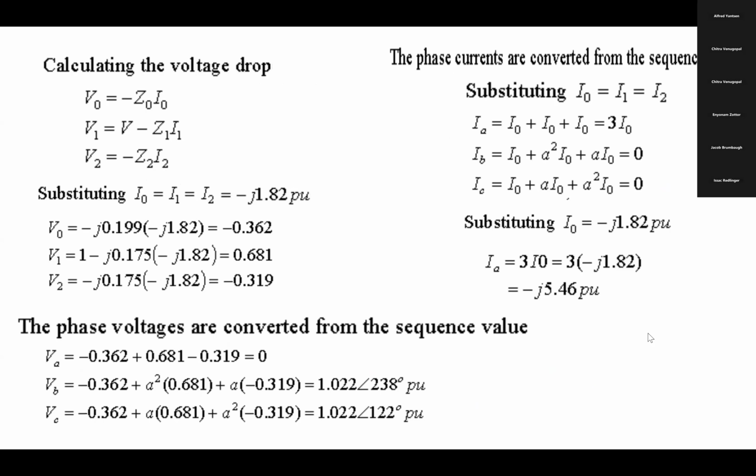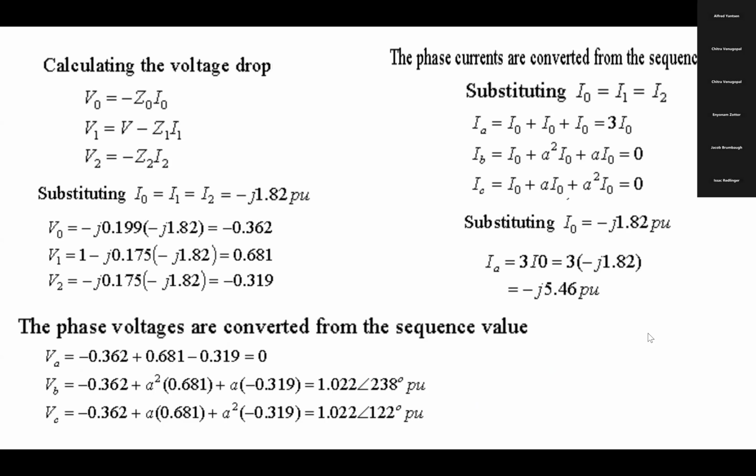You can see here, IA is coming 3 times I0. So if a single line to ground fault is involved, the current should jump to 3 times. That's why I always say when ground is involved, it's 3 times the higher current. So your impedance also must be 3 times the higher value so that the ground can be protected. Okay, so 3 times the value.